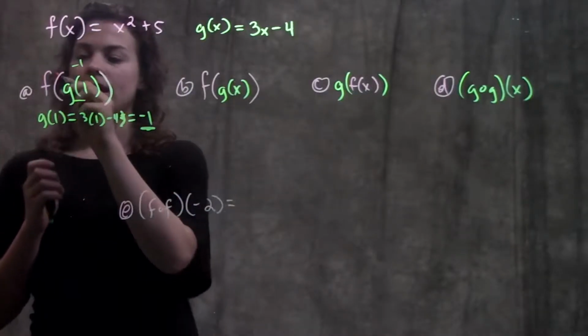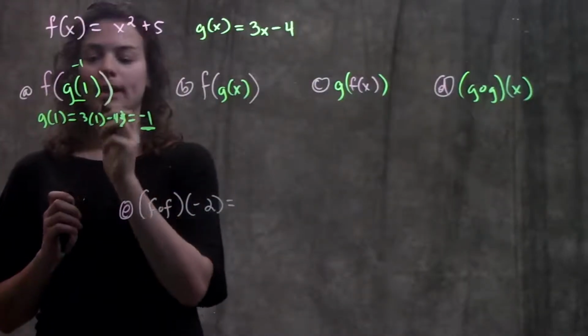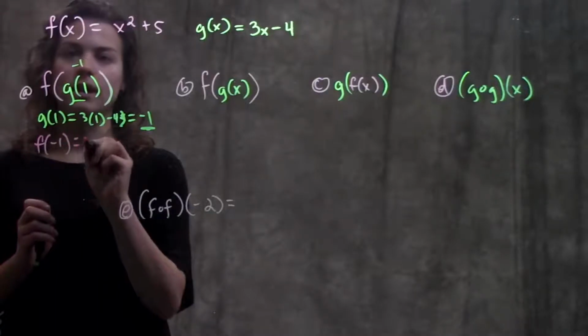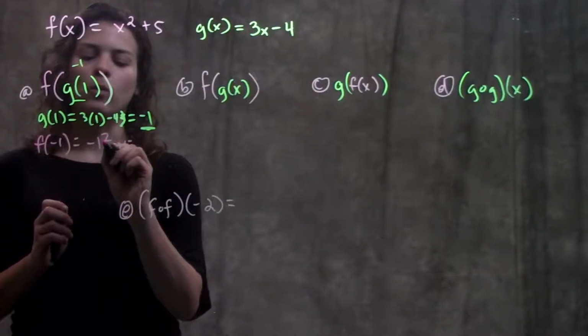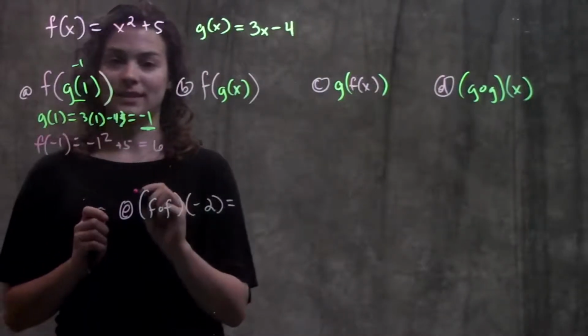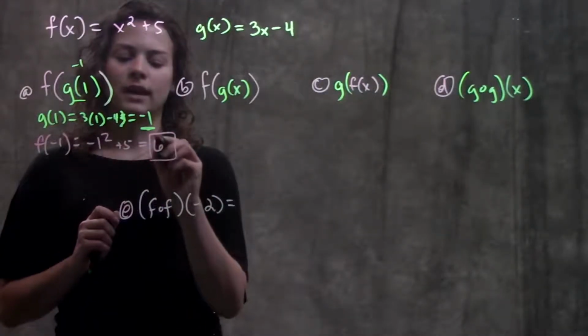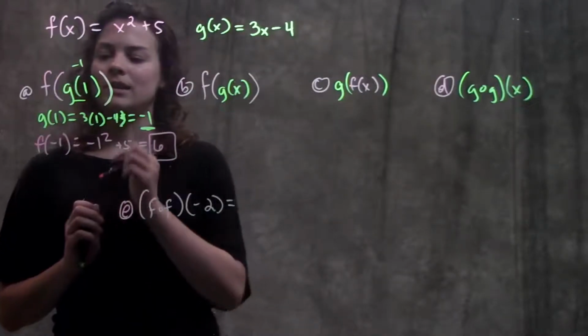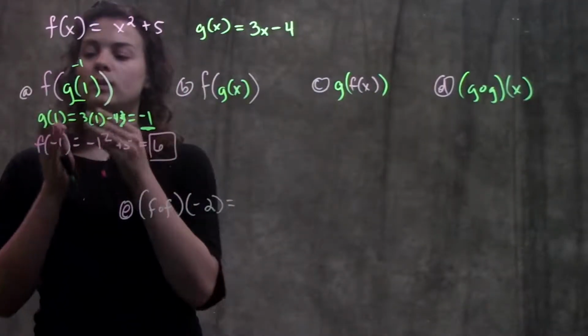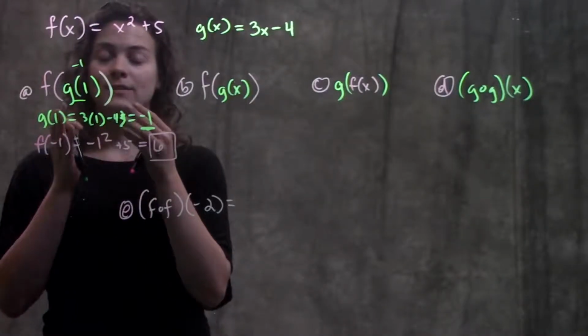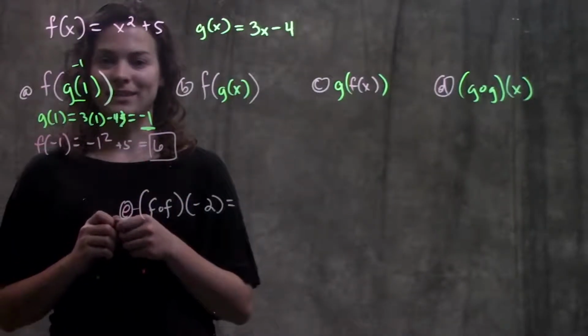And what we do now is find f of this value, negative 1. So f of negative 1 is equal to negative 1 squared plus 5. This will be 1 plus 5, which is equal to 6. So our final answer is 6. So first we start with our inside, found g of 1. Then whatever that value was, we plug that into our f of x function and got positive 6.